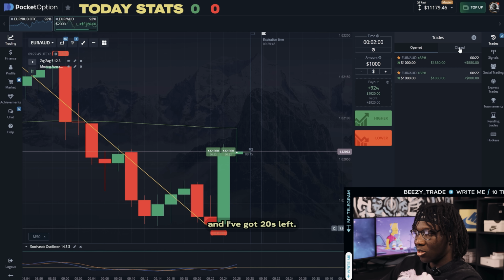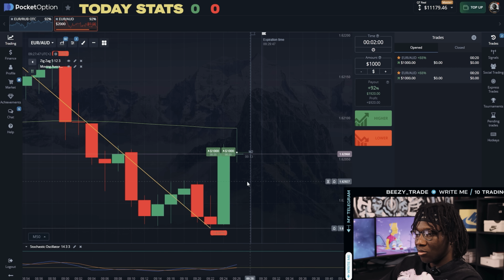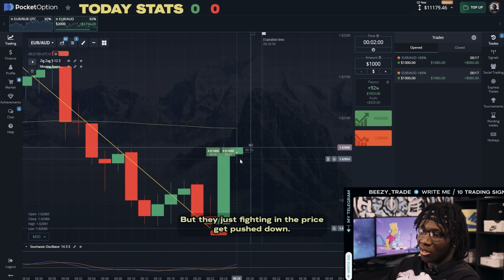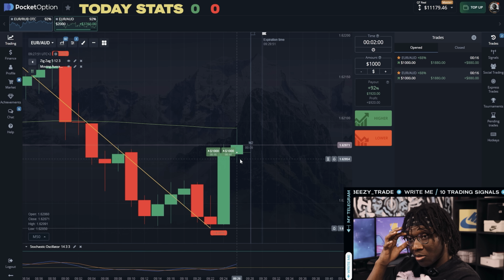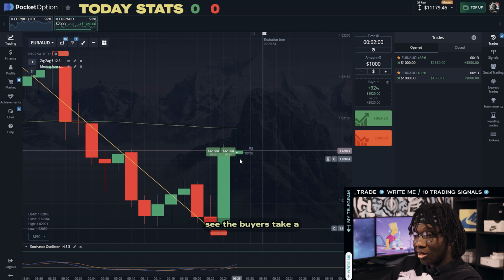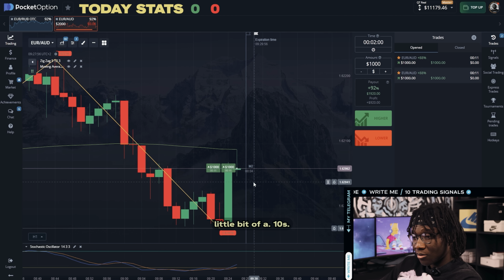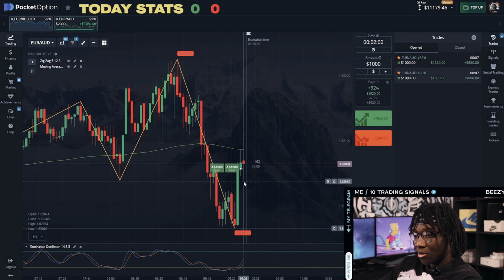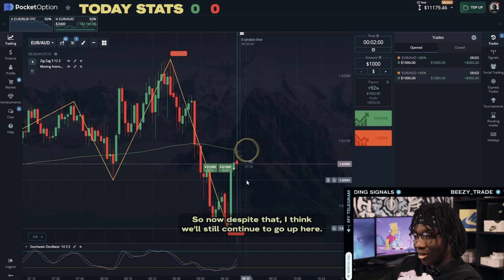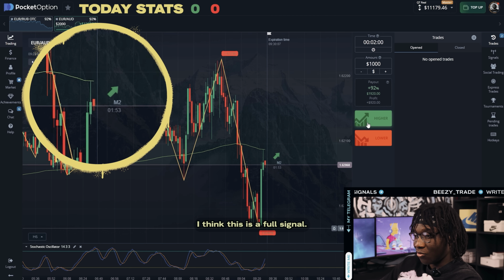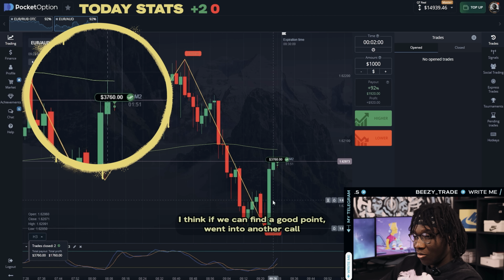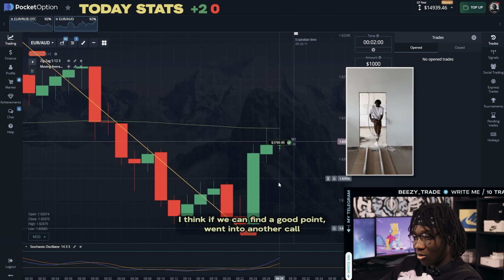And I've got 20 seconds left. But they're just fighting and the price gets pushed down. But finally, we see the buyers take over a little bit. 10 seconds. All right. So now, despite that, I think we'll still continue to go up here. I think there's a full signal. I think if we can find a good point, we'll enter into another call.